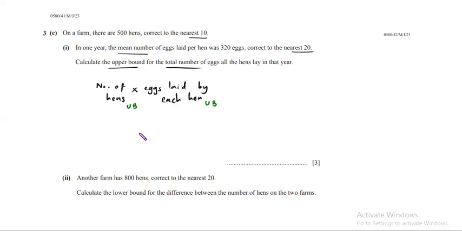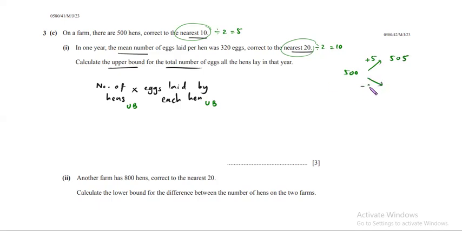So for this question, the number of hens is 500. We need to calculate the upper bound. This 500 has been rounded to the nearest 10. The number given to us, nearest 10 and nearest 20, has to be divided by 2 to calculate what number should be added or subtracted for the upper and lower bounds. So when I divide this 10 by 2, we get 5. This 20 by 2, we get 10. So to this 500, I need to add 5 to calculate the upper bound, which is 505.